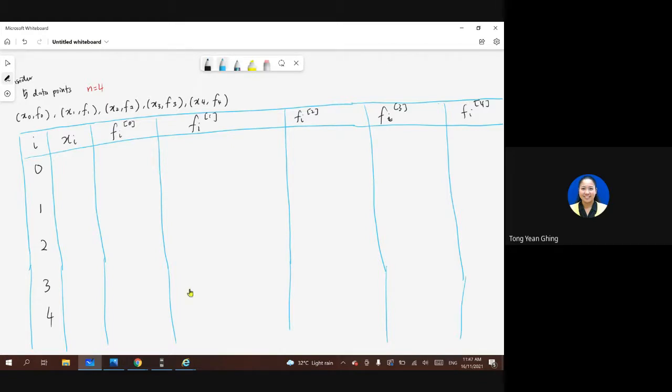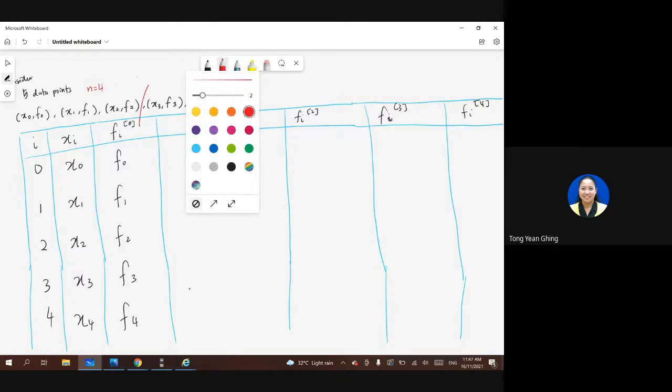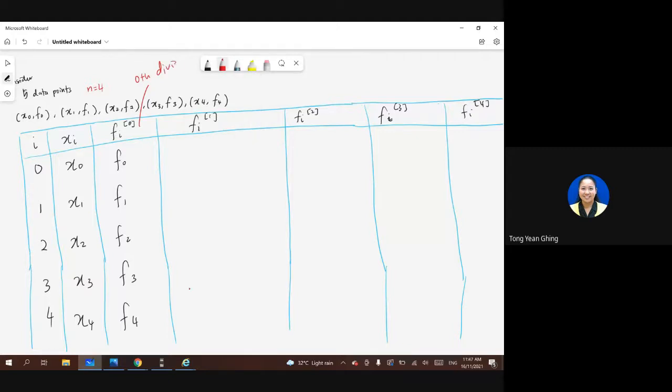Okay, so the value of x, this is x0, right? This is x1, this is x2, this is x3, this is x4. And then this is the value of y: f0, f1, f2, f3, f4. So for this one is 0. I repeat again, this is the 0 degree divided difference. So this is the first degree, first divided difference.